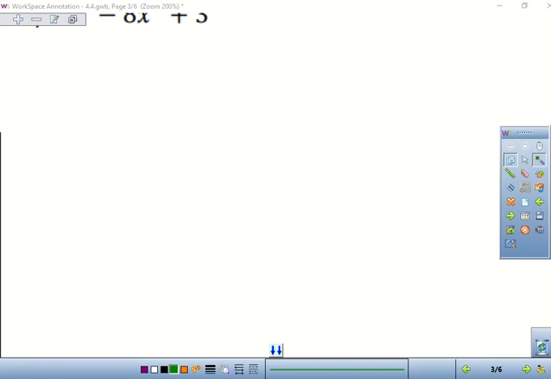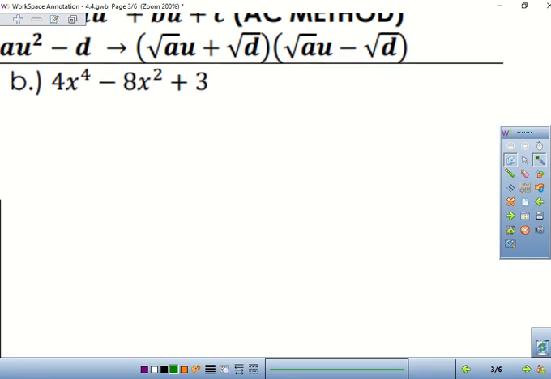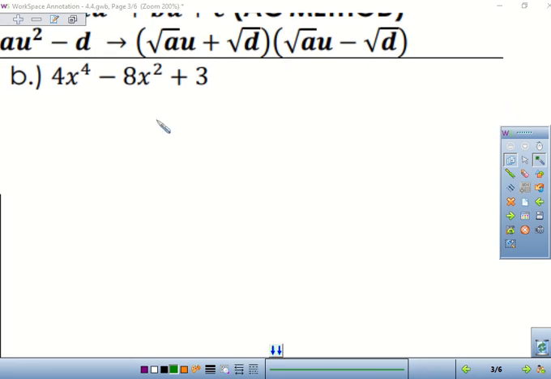You brought it down already, just u equals x squared. Let's go ahead and proceed. So for letter B, first thing you're going to do is look for a GCF. Do we have a GCF? No. So you're going to just jump right into switching these into u's. So we know that we can make x to the fourth u squared, and we can make x squared u.